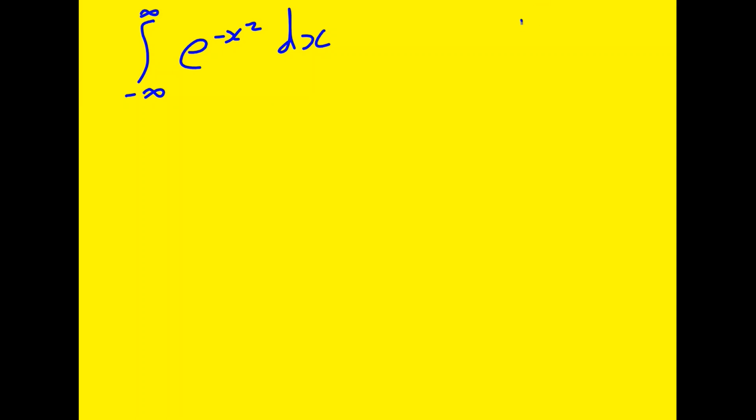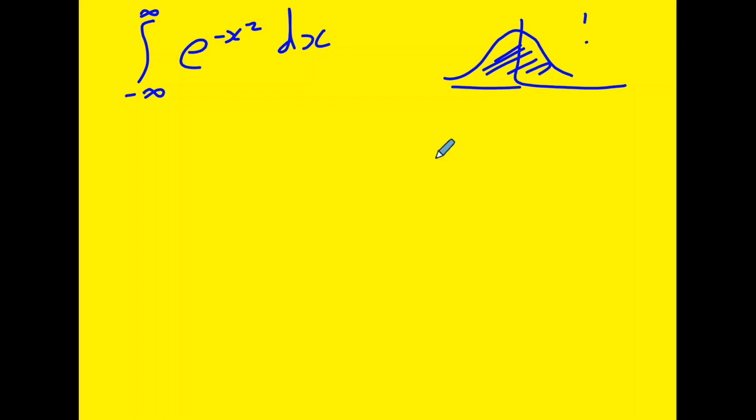And the reason, if you remember, is that we've got some sort of normal distribution, but we need the area to be 1. So what do we have to do? We need to divide by whatever the actual value of this integral is, and that will make it equal to 1. So it's really important.